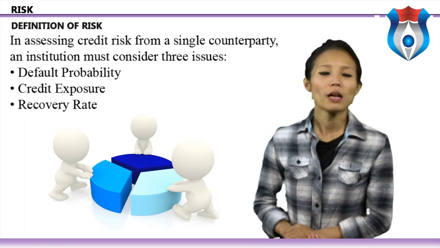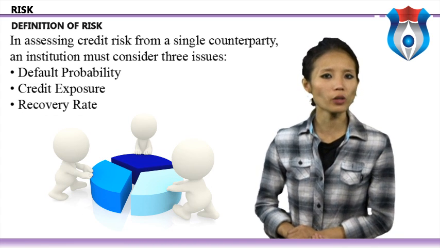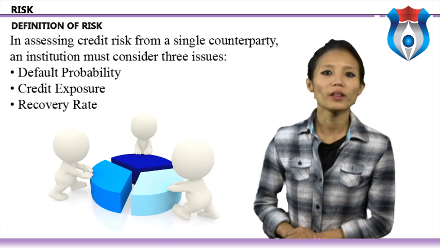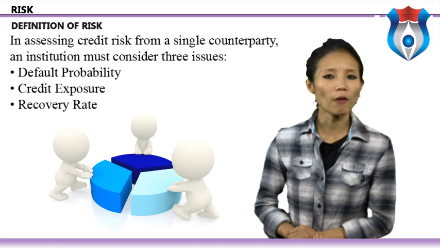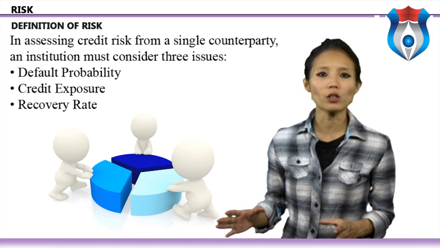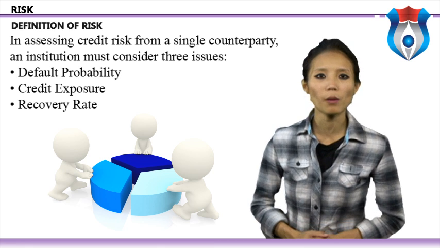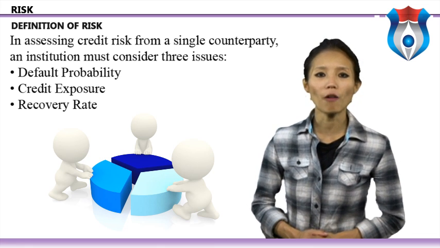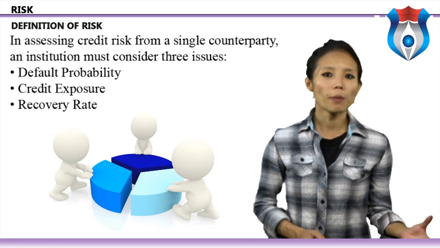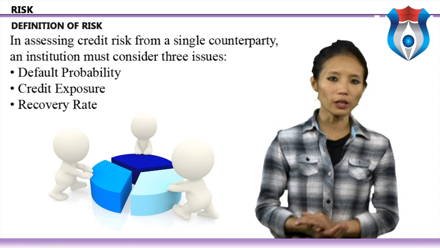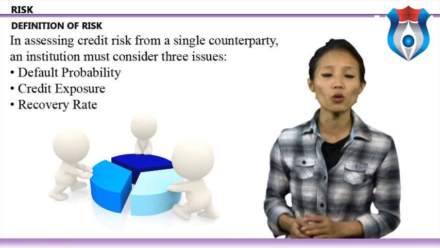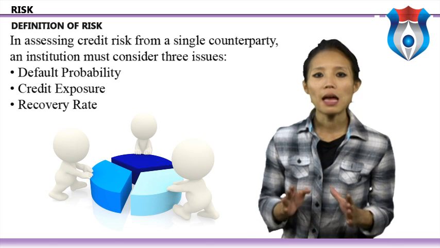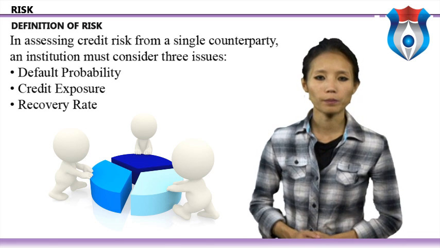Credit exposure. In the event of a default, how large will the outstanding obligation be when the default occurs? Recovery rate. In the event of a default, what fraction of the exposure may be recovered through bankruptcy proceedings or some other form of settlement? When we speak of the credit quality of an obligation, this refers generally to the counterparty's ability to perform on that obligation. This encompasses both the obligation's default probability and anticipated recovery rate.